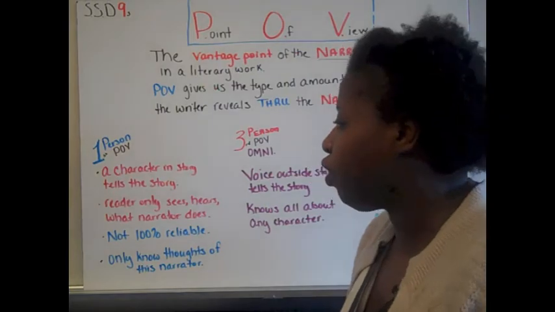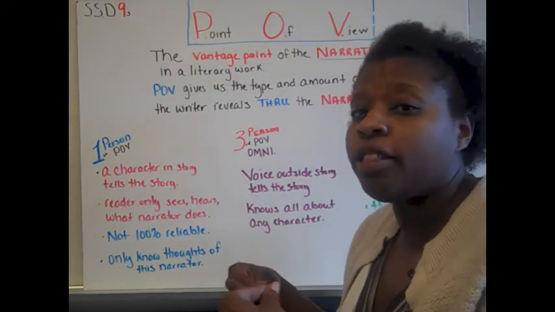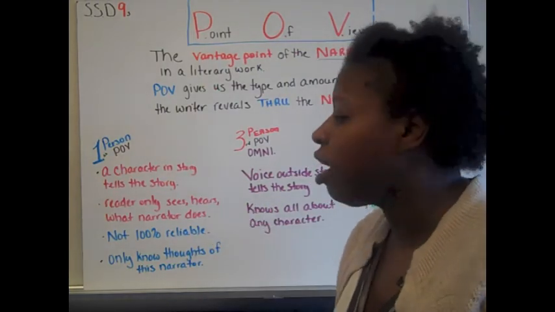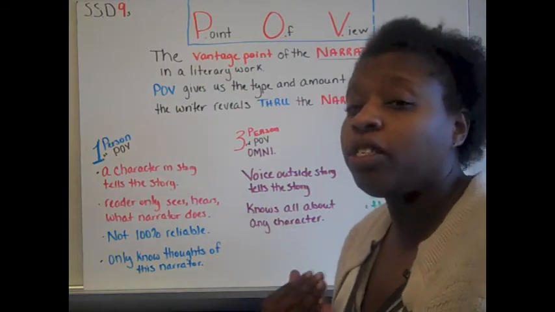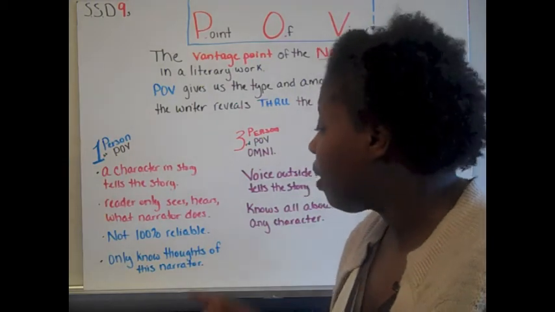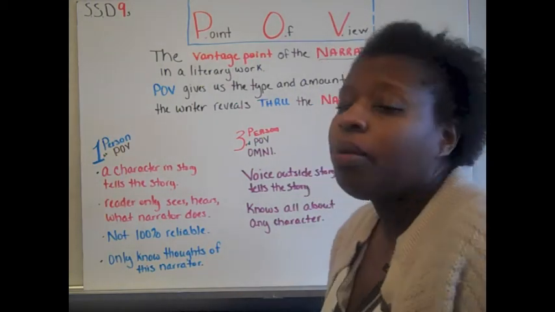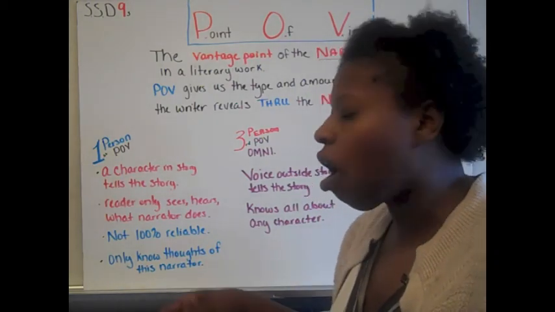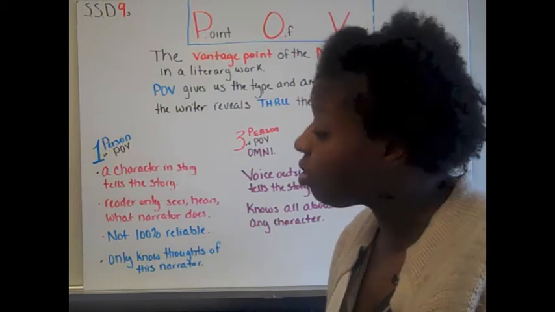First person point of view is where a character in the story is literally telling the story. So we as the reader only see or hear what the character does. So it's not 100% reliable because we only know the thoughts of our narrator, one of the characters.